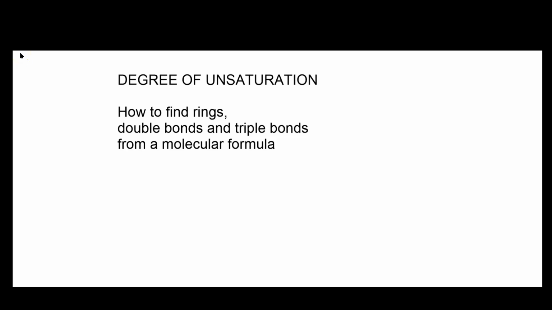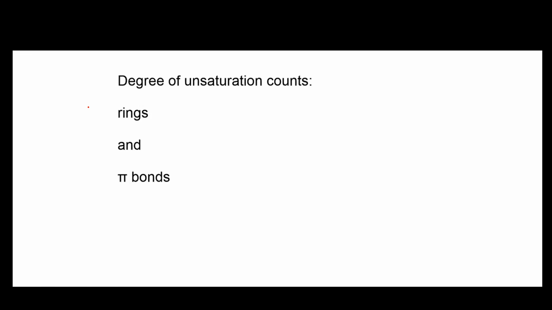When we solve structure elucidation questions, the molecular formula gives us an important clue. It can tell us whether a molecule contains rings, double bonds, triple bonds, or even a benzene ring. This clue is called degree of unsaturation. Degree of unsaturation counts two things: rings and pi bonds. That is the most important idea.